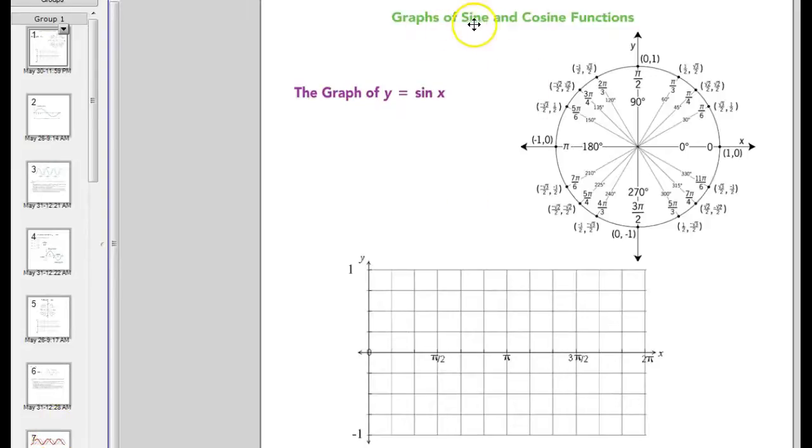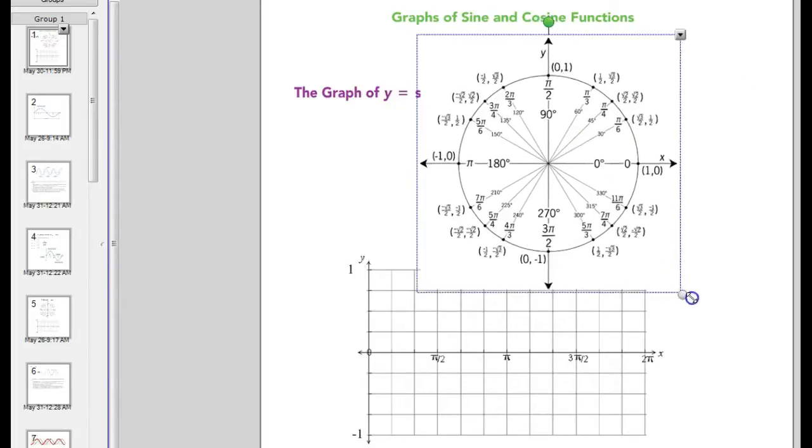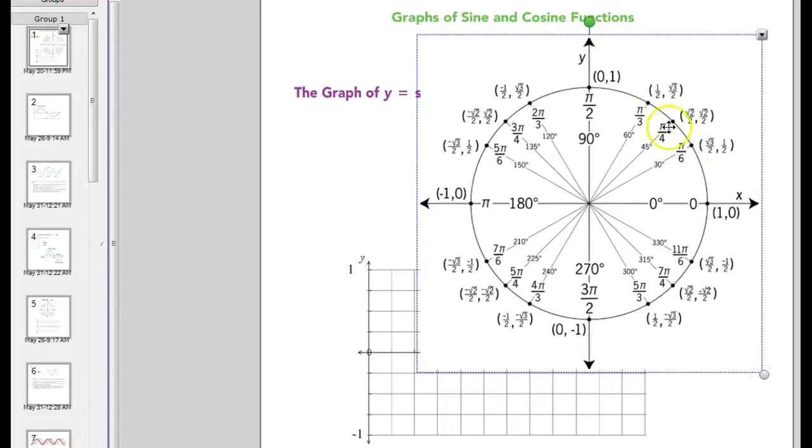Welcome to some notes on the graphs of sine and cosine functions. So far we have defined sine and cosine on the unit circle, right triangles, and a circle of any length. But originally we defined them on a unit circle. And we said that cosine is the x coordinates, sine is the y coordinates.